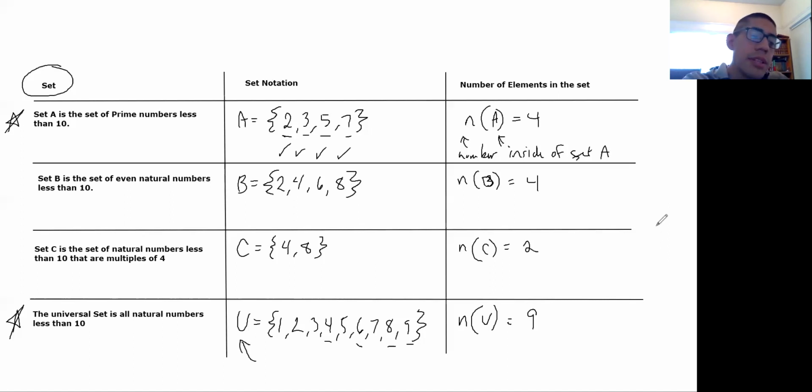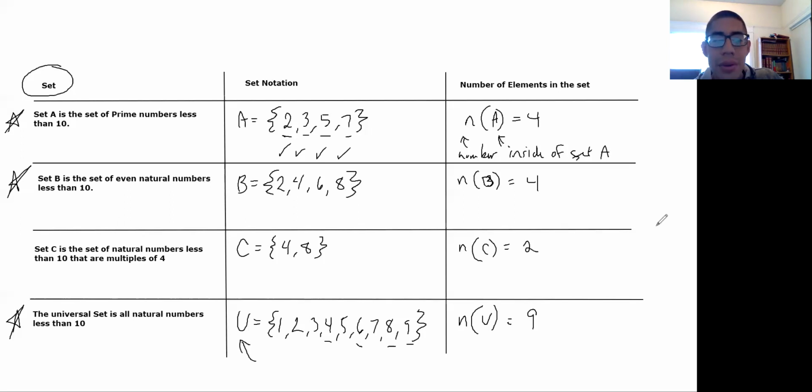Okay, so we're going to move on to set B, right? Set B is a set of even natural numbers less than 10. So even natural numbers less than 10, that means that it's all the even numbers inside of set U, right?